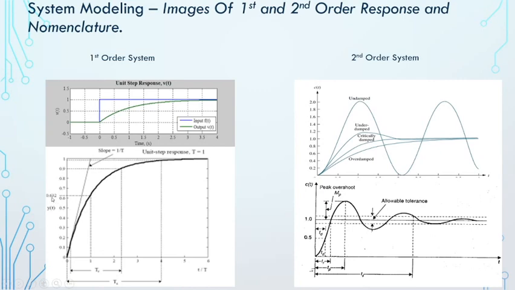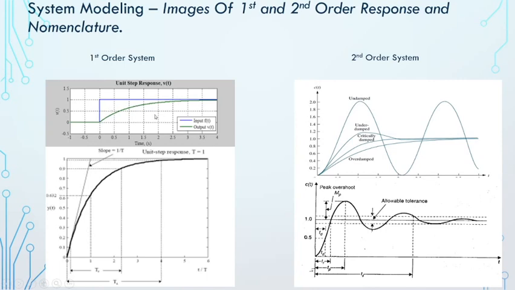And as you see here, this is not very clear. This is 0.632. The time constant is the time taken for your system to do what? To reach 0.632, or as I said, 63.2% of the input.